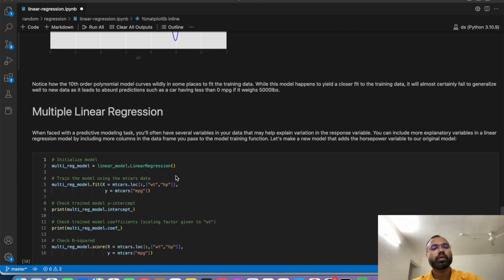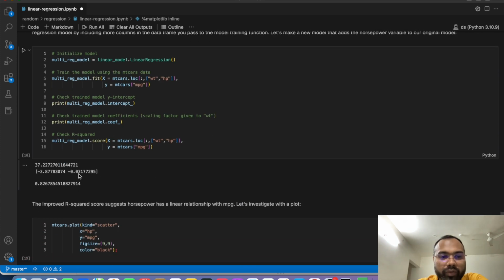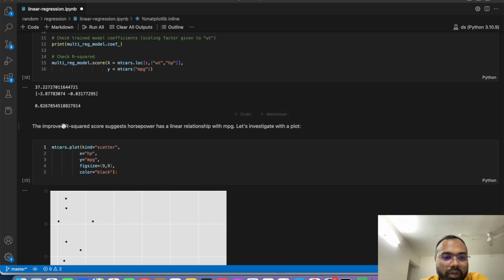Now we'll look into multilinear regression. Like I said, if we have more than one feature, here we'll be considering weight and horsepower. We will try to predict miles per gallon based on these two features. Here this is the intercept that we are getting after the model fit, and these are the coefficients for the two variables, weight and horsepower. Now the improved R squared score suggests horsepower has a linear relationship with the miles per gallon. Let's investigate this with a plot.